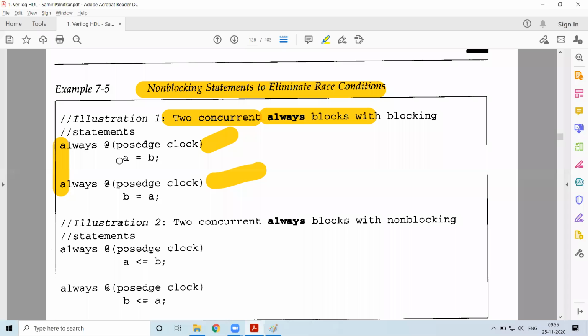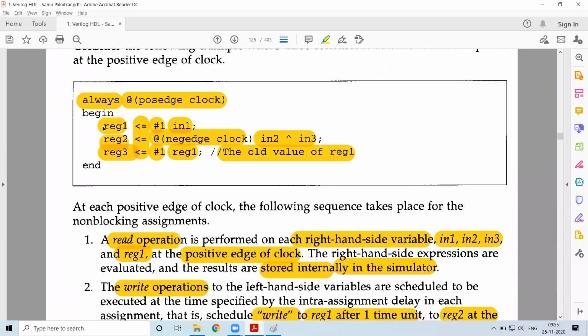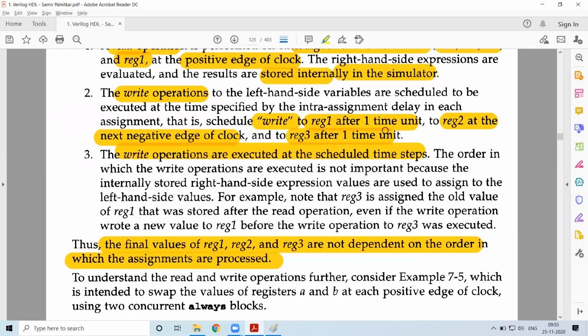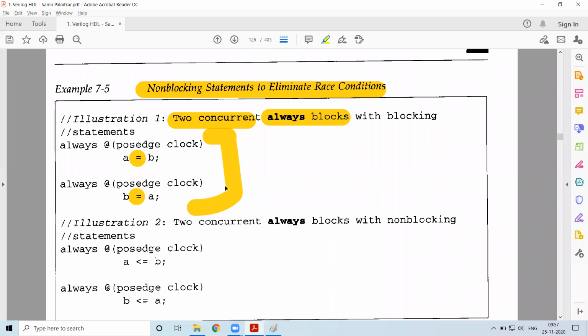This is one disadvantage of your blocking statement. Whereas with non-blocking, that is not the case. Here it is creating some problems, but logically it is required because it has to replicate the behavior of the hardware. Depending on how the simulation works in this case, either this always block will be executed or this always block will be executed.